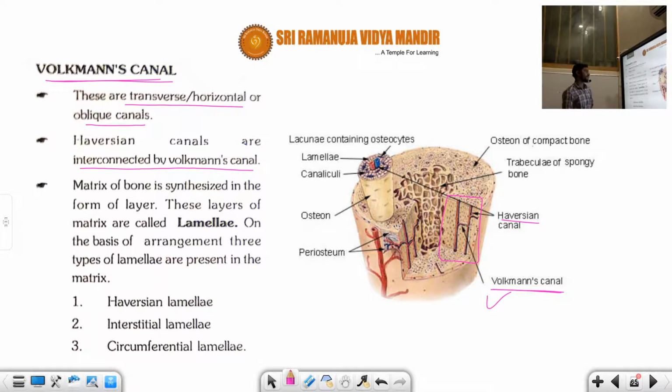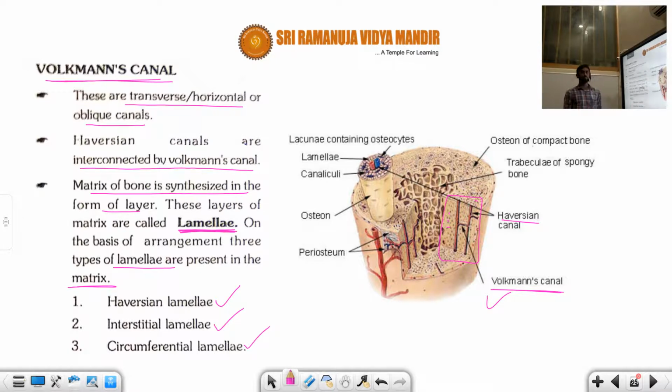Next, another important part I'm going to teach you. In this space we have it filled up with so much matrix. The matrix of this bone is synthesized in the form of layers, and these layers of matrix are called lamellae. What is this called? Lamellae, right? On the basis of the arrangement, there are three types of lamellae, three types of matrix we can observe, student. What are they? Haversian lamellae, interstitial lamellae, and circumferential lamellae.